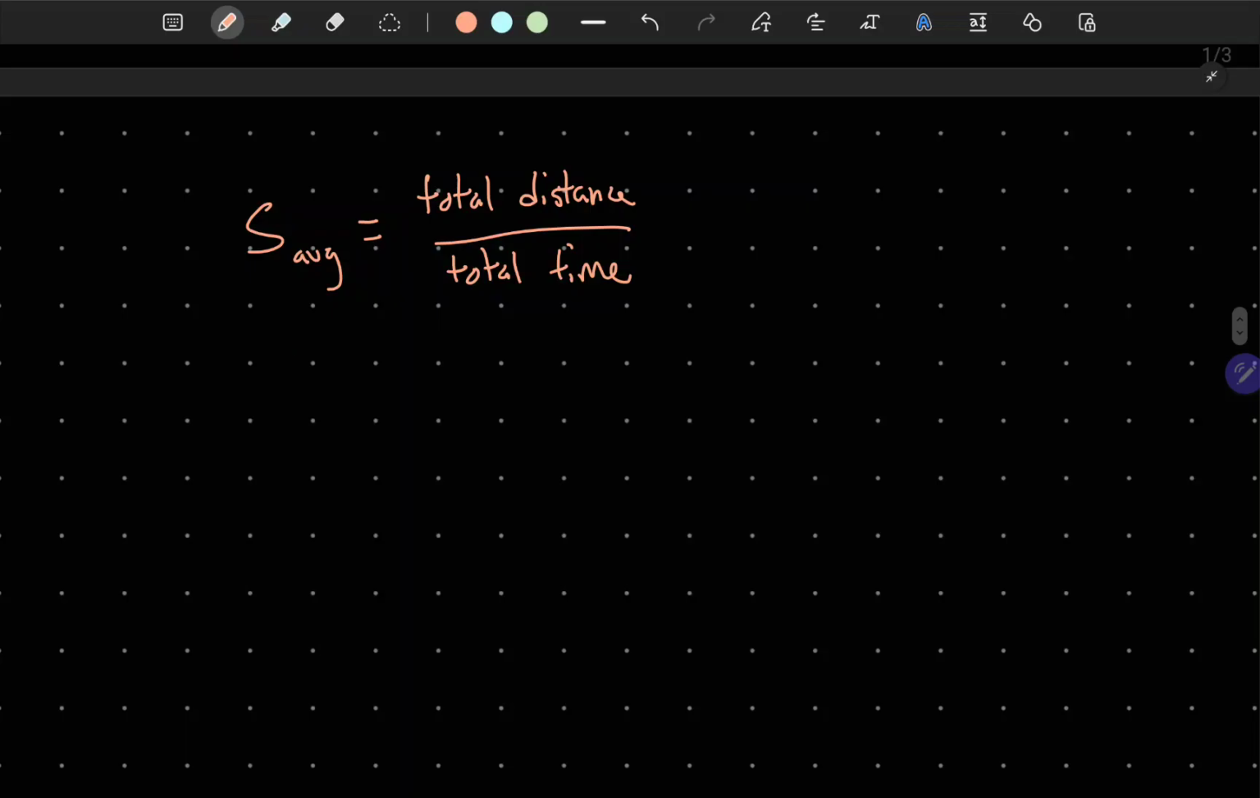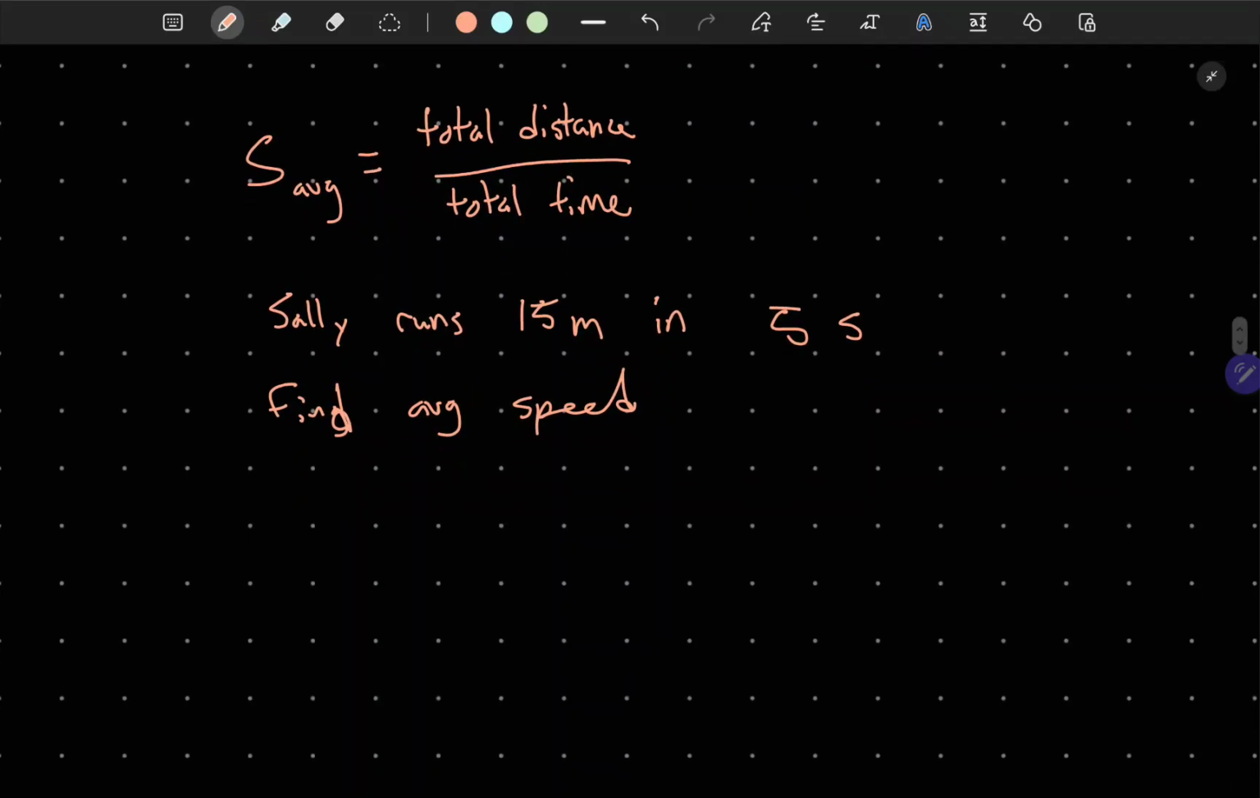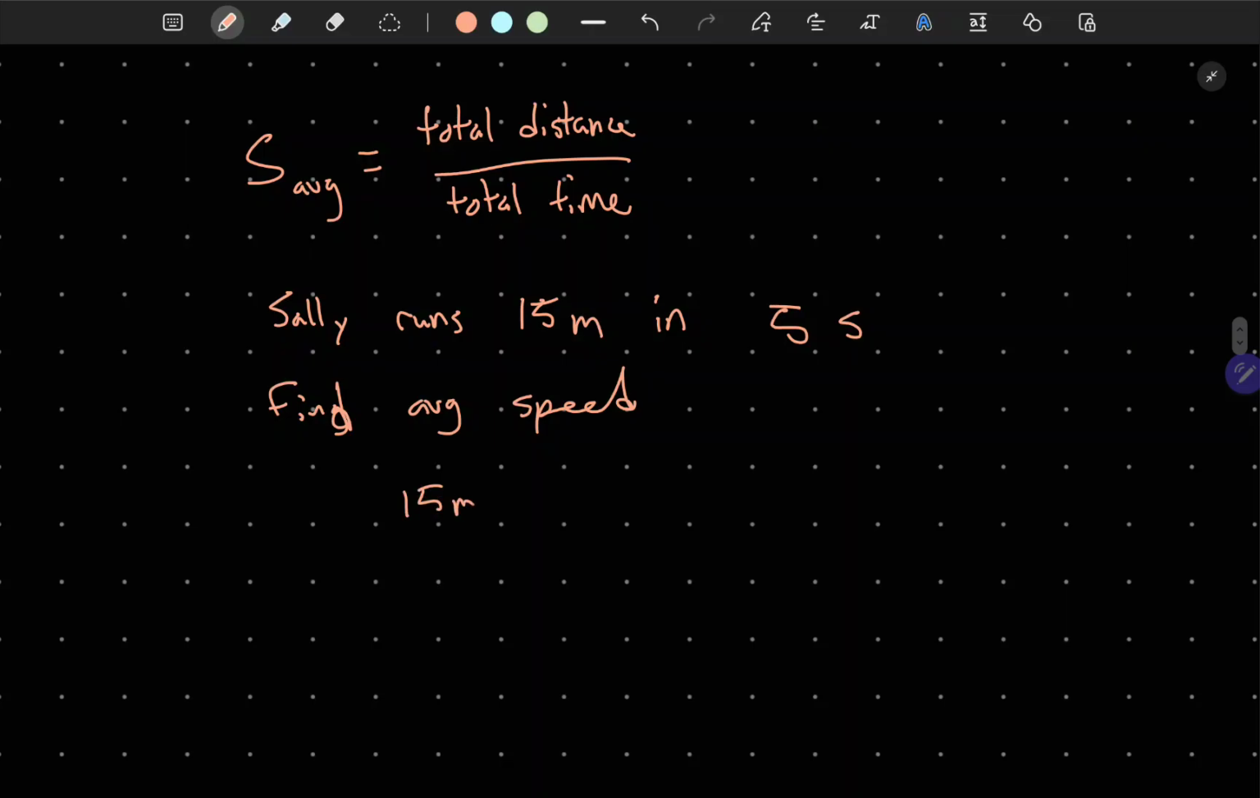So let's say Sally runs 15 meters in 30 seconds, which is really slow, or let's just say 5 seconds. Find average speed. And this should be pretty obvious. It's just going to be total distance, 15 meters over 5 seconds, equals 3 meters per second. And that is her average speed from t equals 0 to t equals 5.